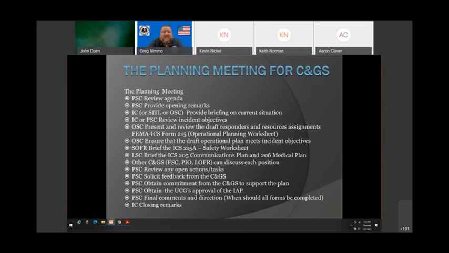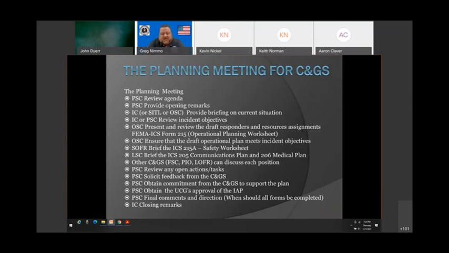Safety talks about their part. Logistics gives a briefing on their part of it, including the medical plan. And then each position does a discussion: finance, PIO, logistics, public safety, or excuse me, planning section chief reviews any open actions or tasks that need to be completed, solicits feedback from the command and general staff, because the planning section chief is the one that has to take this back and put it all into one document.